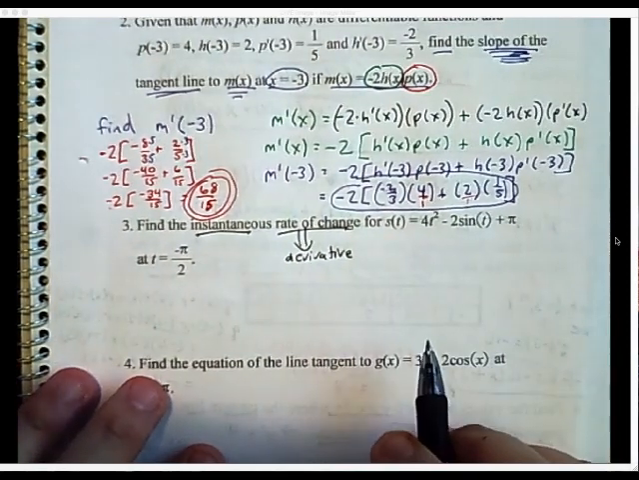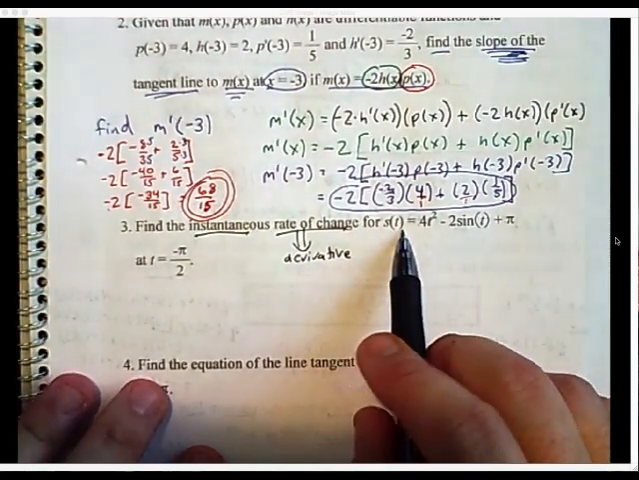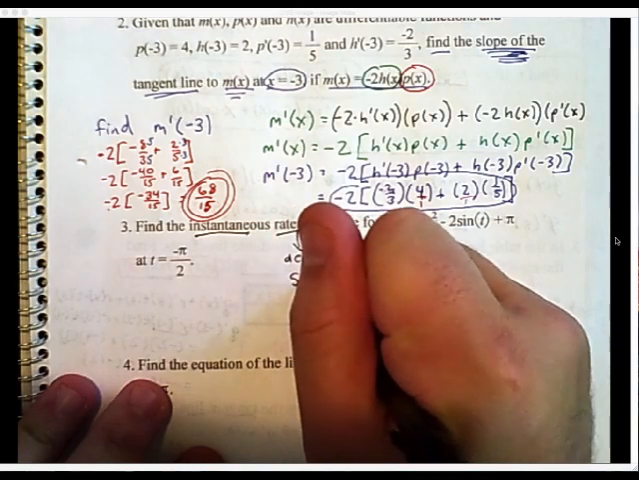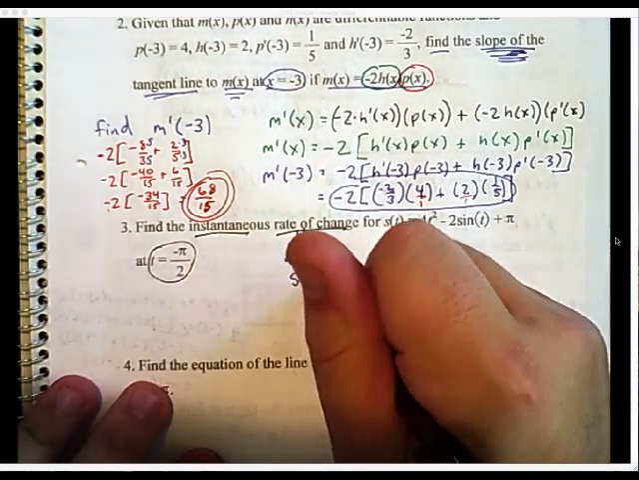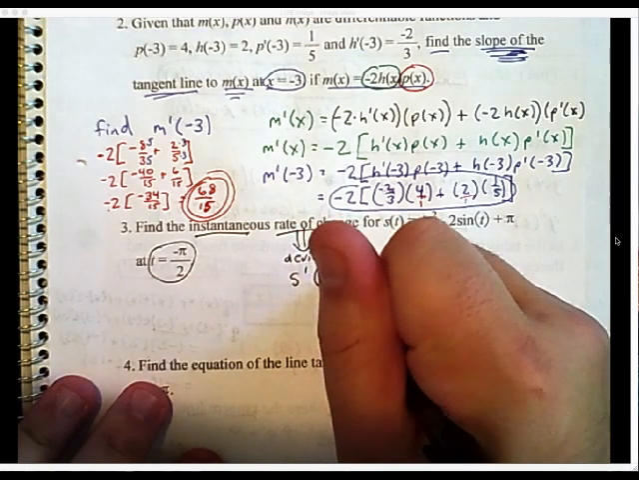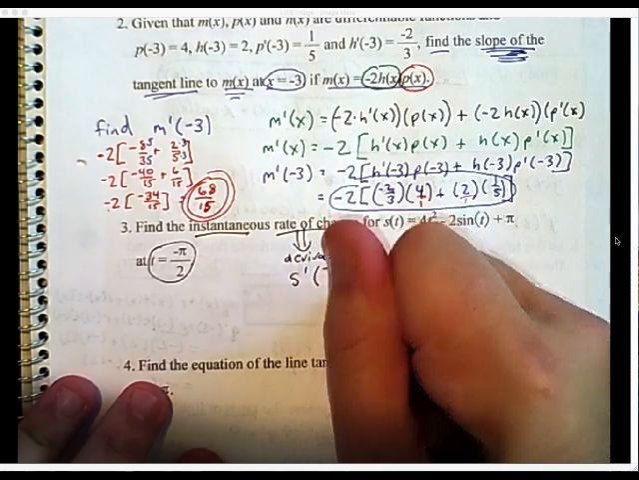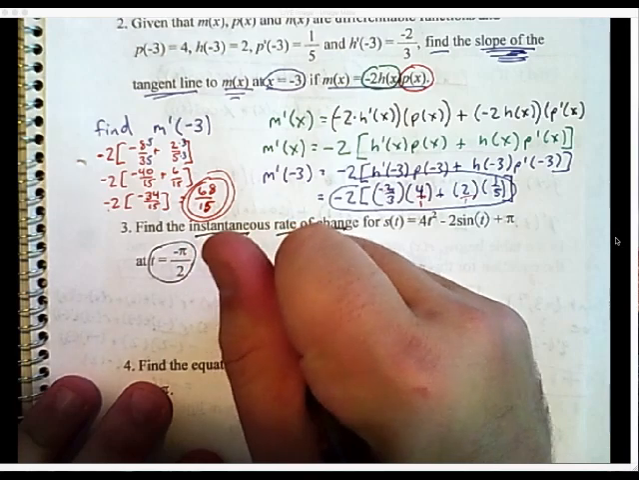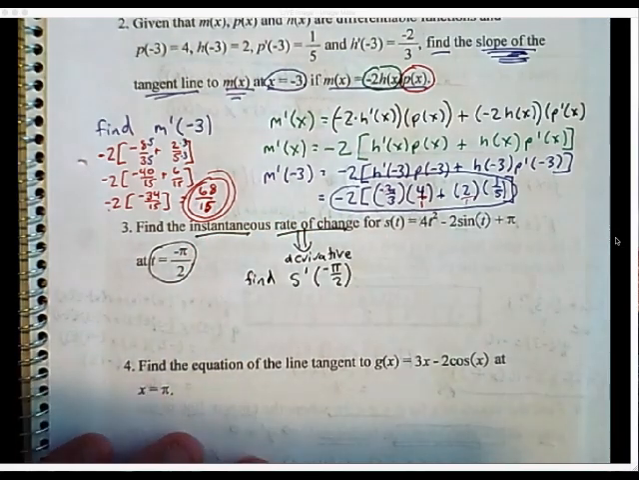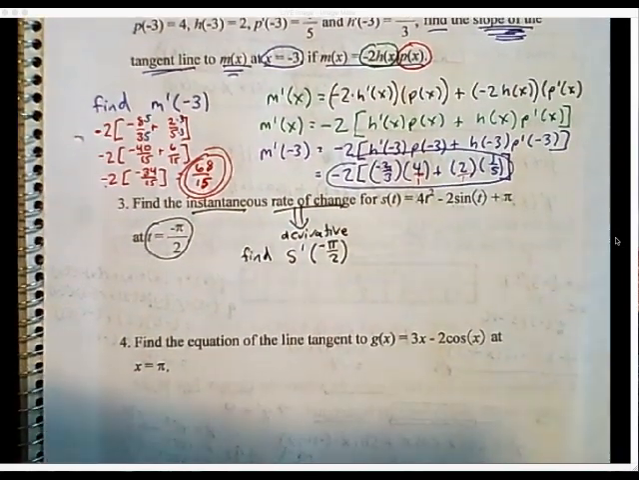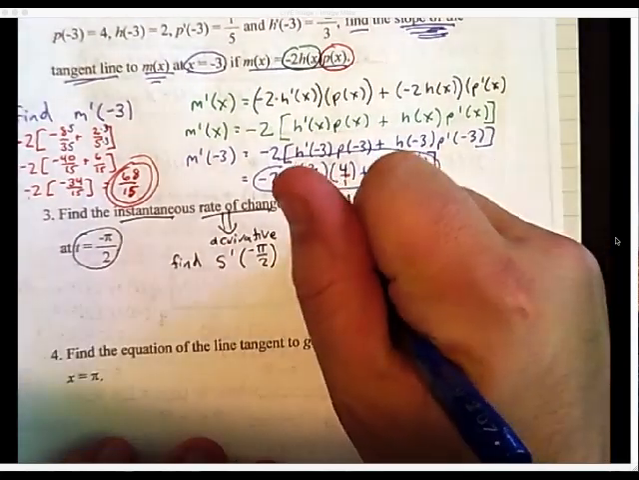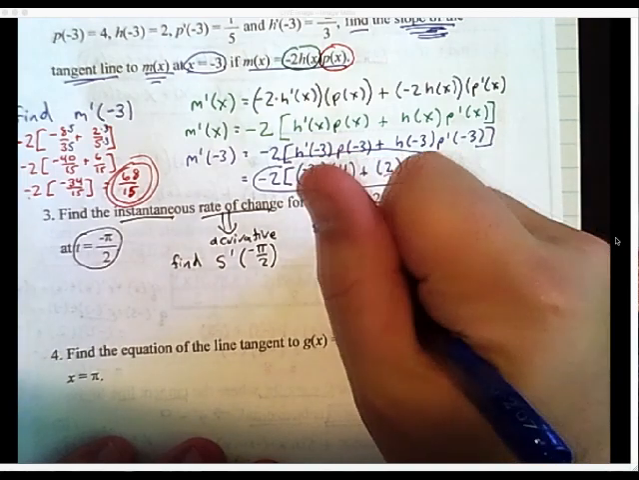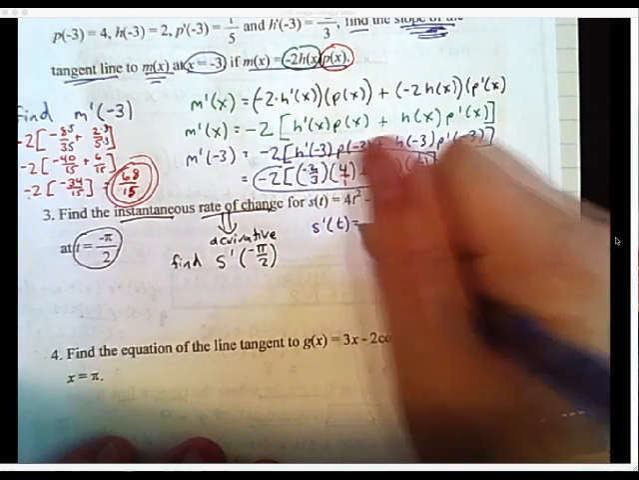Okay. So what's my original function? S of t. So I'd be looking for s prime. And it gives me a time value. That's like an x value. So I'm trying to find s prime of negative pi halves. That's what I'm trying to find. Hardest part about calculus is just trying to figure out what they're looking for. So, first step, before I can find s prime of that value, I need to find s prime of t.